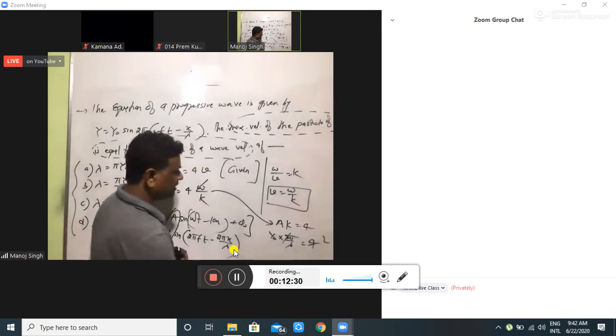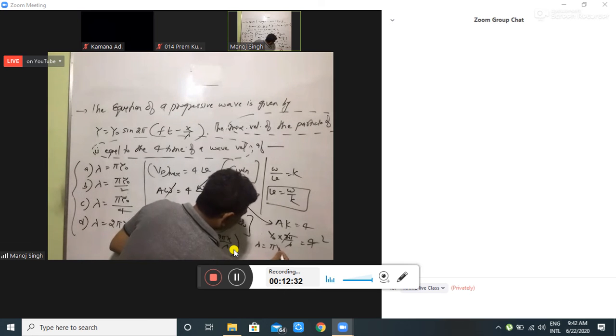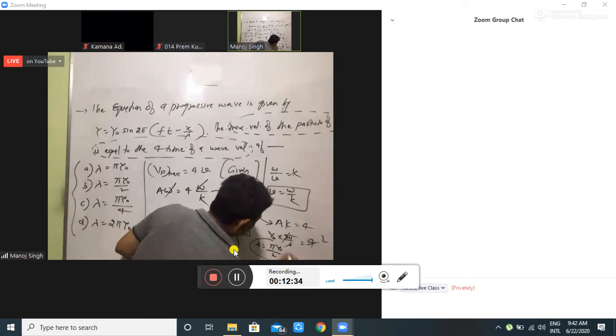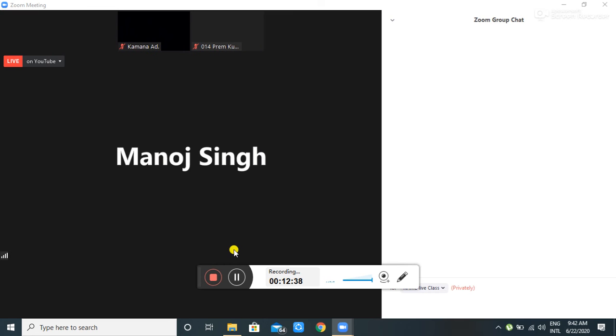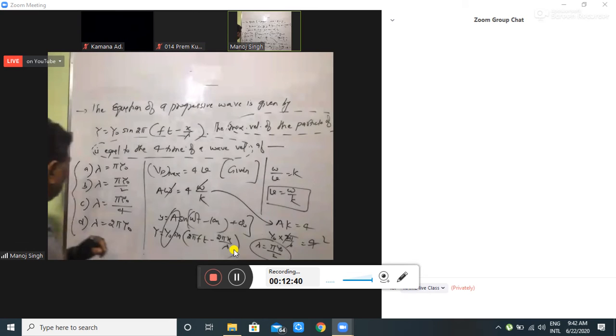Now simplify here. The 2 will be cancelled. The value of lambda will come pi y naught by 2. Yes, we can check our answer now. Lambda is equal to pi y naught by 2. This will be the right answer of our question.